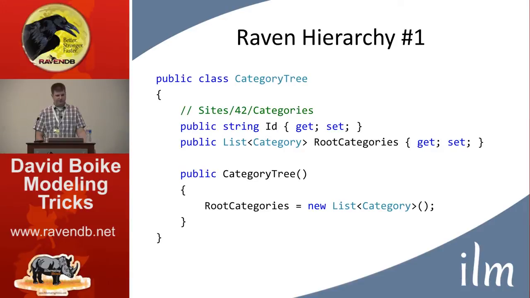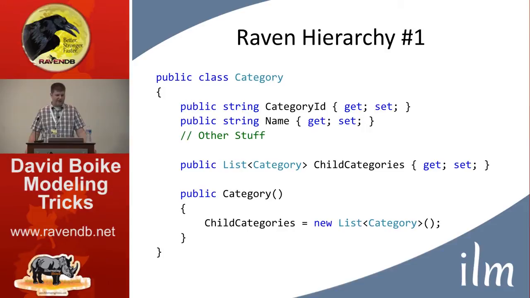In Raven, we have a couple different possibilities. The first is that we can just say we're going to put everything inside one document. So we can just have a list of categories at the root called root categories in our category tree document model. And then each category can have an ID and a name and whatever else it needs, plus its own list of child categories. And so the entire thing can fit into one document.